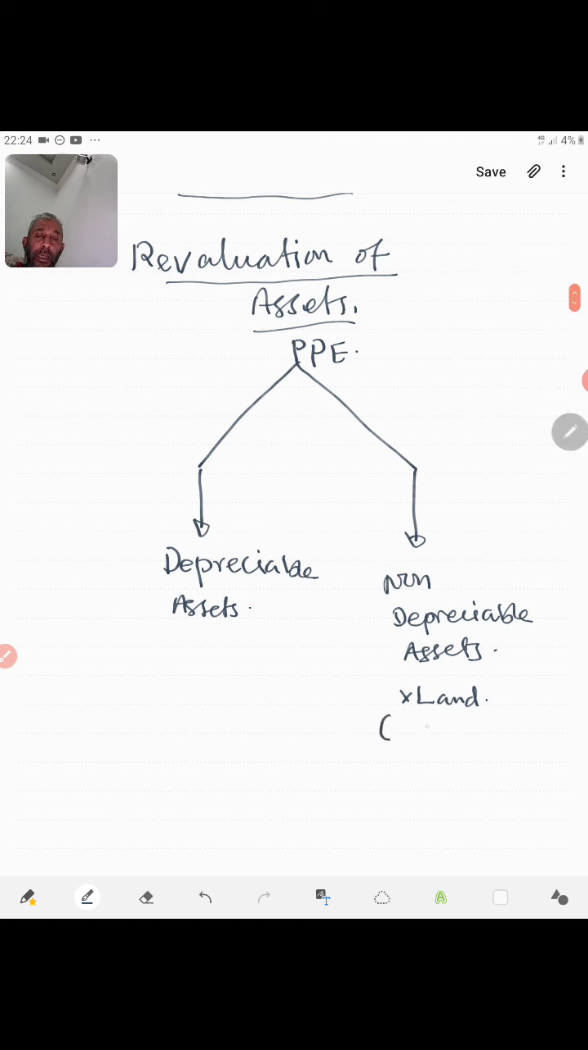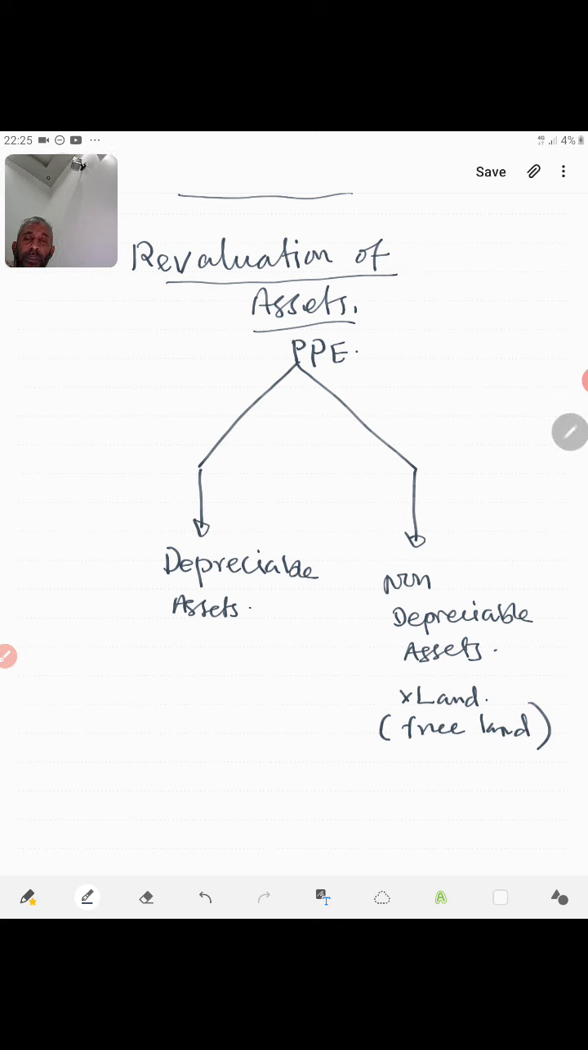Actually, these lands are free land. What I mean by free land is land that does not have any natural resources, such as extractable mineral resources, because then that could have limited life. But the other lands which don't have such mineral resources, those lands are non-depreciable assets.